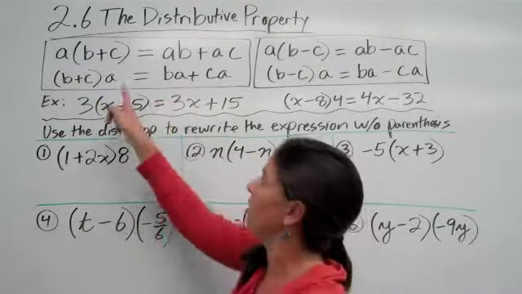Yes. So if I have 3 times x plus 5, you do 3 times x, you get 3x, and 3 times 5, and you get 15. Same thing here, this just looks a little different. The 4 is on the other side, so you do 4 times x, which is 4x, and you subtract instead 4 times 8, which is 32.